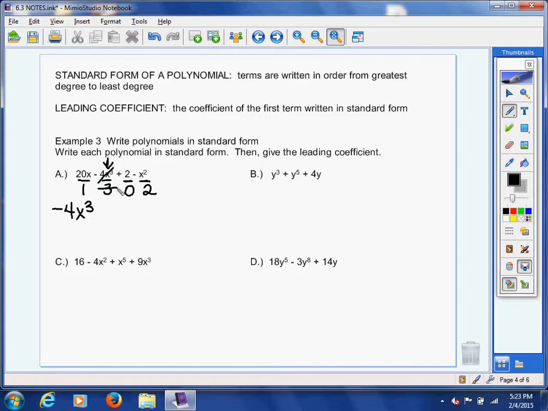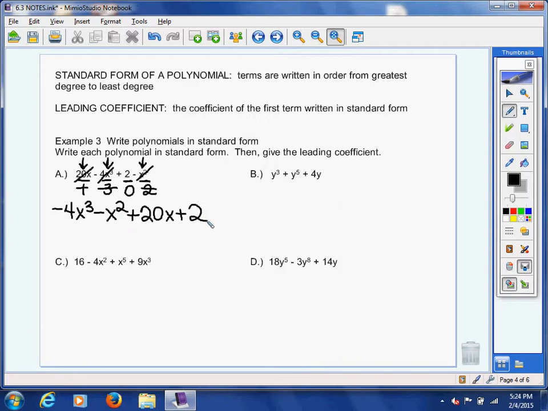Next will come a degree of 2, so that means I've got to next target this x squared. Well, look at the sign in front of x squared. It too is negative, so you're going to bring that negative sign with it. Then we're going to focus here on the 20x because it has a degree of 1, and 20x doesn't have a sign in front of it, so it's understood to be positive, so we're going to write a plus sign. Okay?